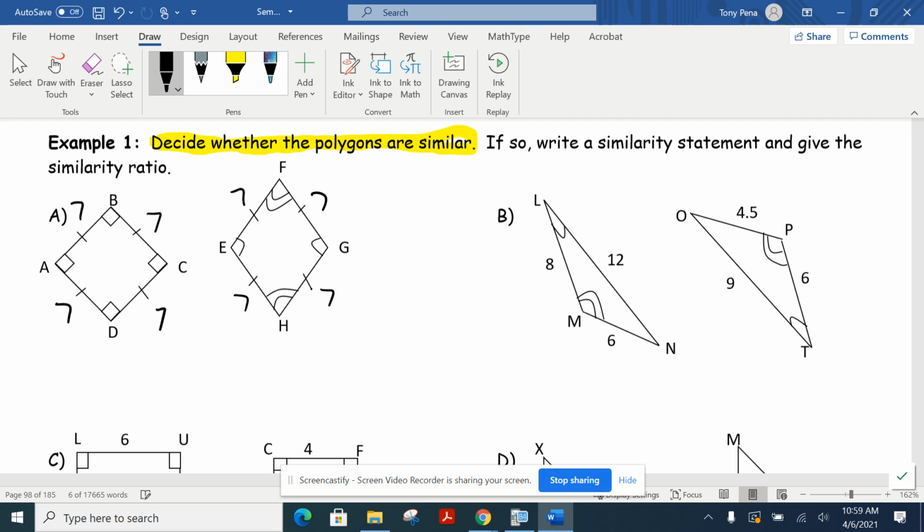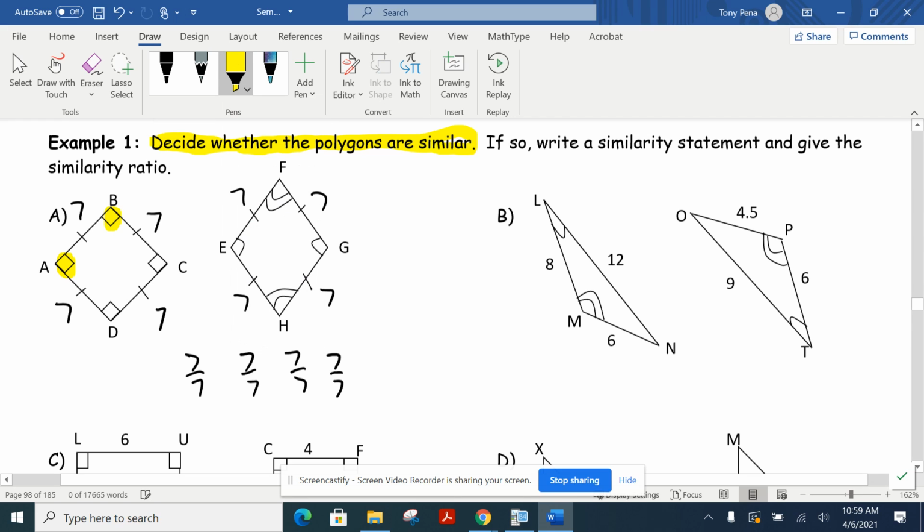So in terms of the sides, we're definitely good with the sides because the sides would all be 7 to 7, 7 to 7, 7 to 7, 7 to 7. So those obviously are the same ratio. They're a 1-to-1 ratio. But the other item that has to be true is all of the angles need to be congruent. So when we look at this one, these are all 90-degree angles.